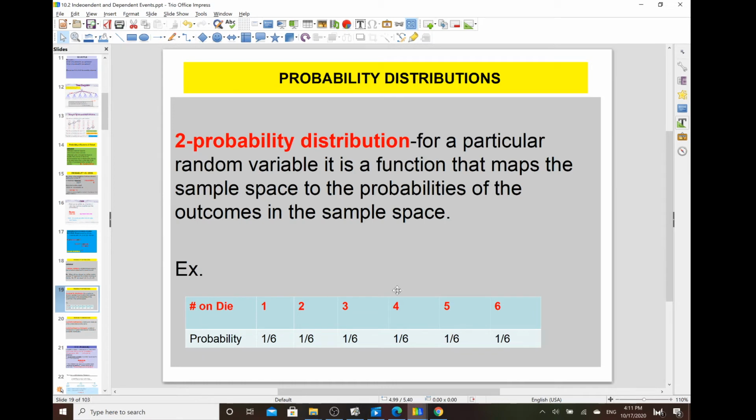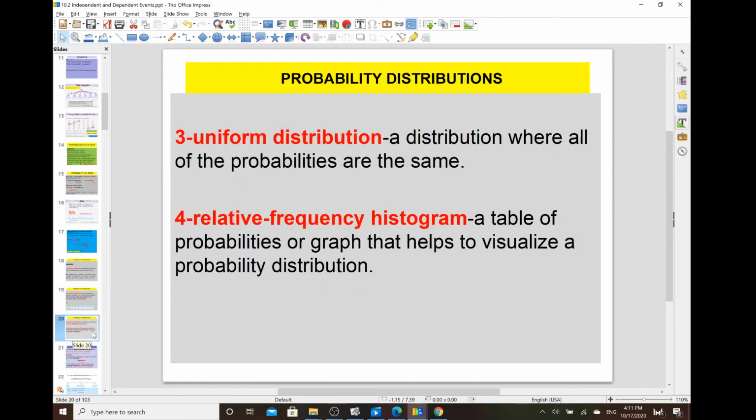So let's say that we roll a die. The probability of getting 1 is 1 over 6. Probability of getting 2 is also 1 over 6. Getting 3 is also 1 over 6. Whatever the face that you're getting, it's just considered 1 over 6. And uniform distribution is a distribution where all of the probabilities are the same. So this one is called a uniform distribution because it doesn't matter which side I get. It's always the same equal chance.